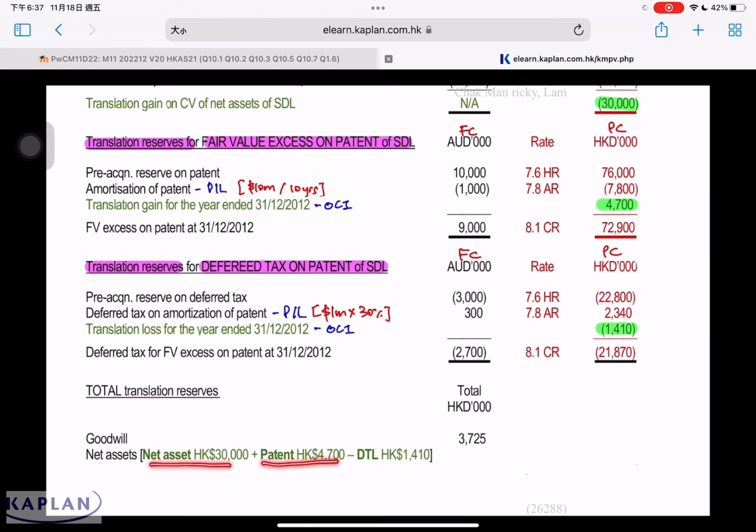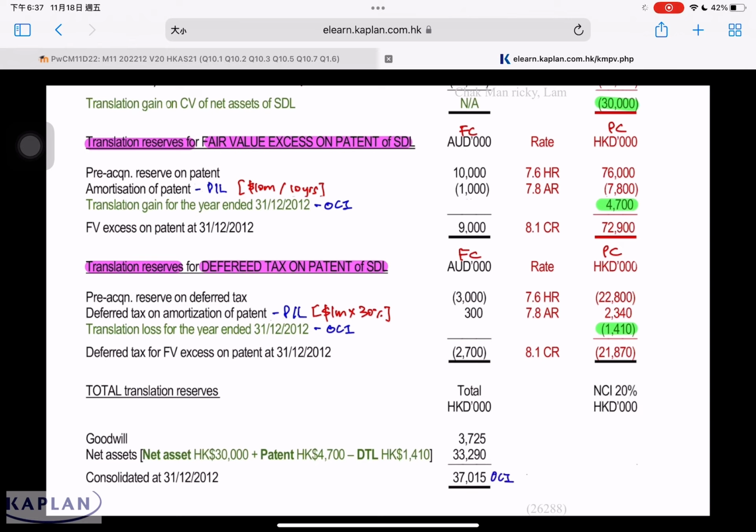30,000 plus 4,007 minus 1,410. The total translation difference is 33,290. And the translation gain on the goodwill is equal to 3,725. Total is equal to 37,015. These translation differences will appear as part of OCI.